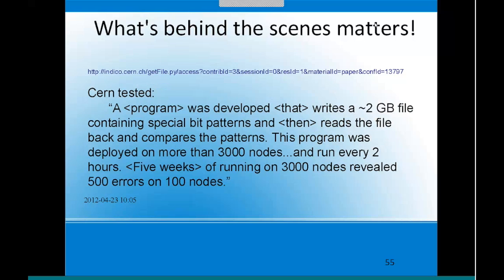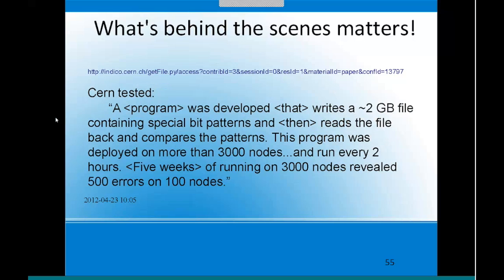So CERN began to do testing. There's a link up on top here that you can follow to get to this report and see what they did. And they said, we wrote a program that writes a 2 gigabyte file containing special bit patterns. And then we read the file back and we compared the patterns. The program was deployed on 3,000 machines and run every 2 hours for 5 weeks. During those 5 weeks of running on 3,000 nodes, they revealed 500 errors on 100 of those nodes, okay? An average of 5 unrecoverable errors on 100 nodes in just 5 weeks, okay?